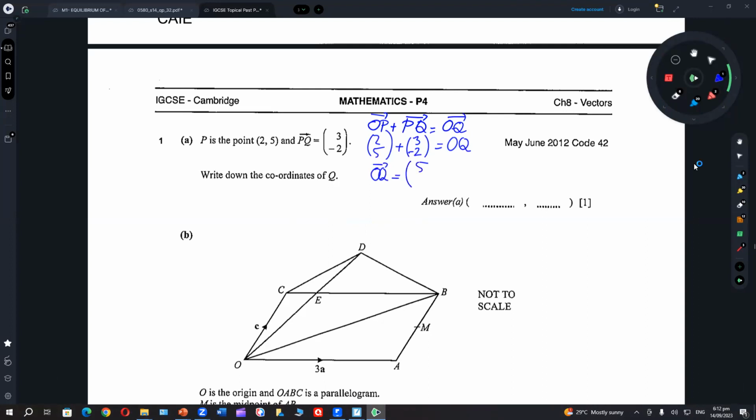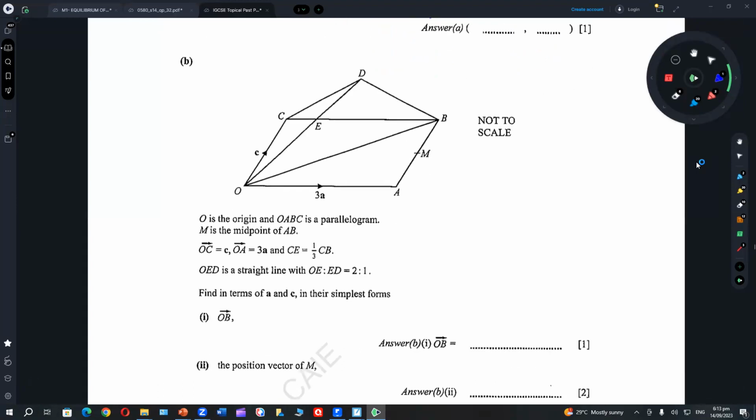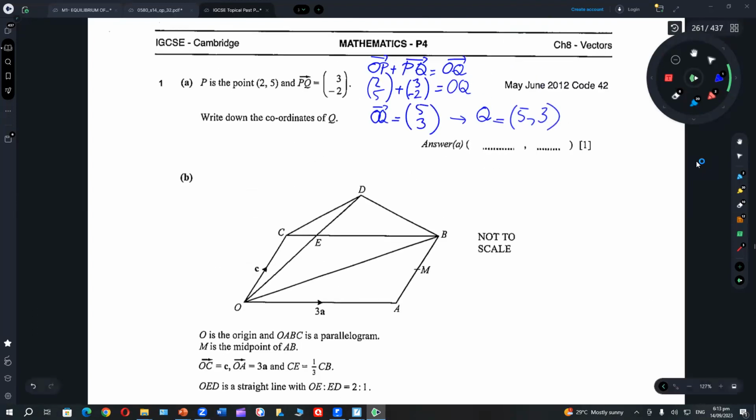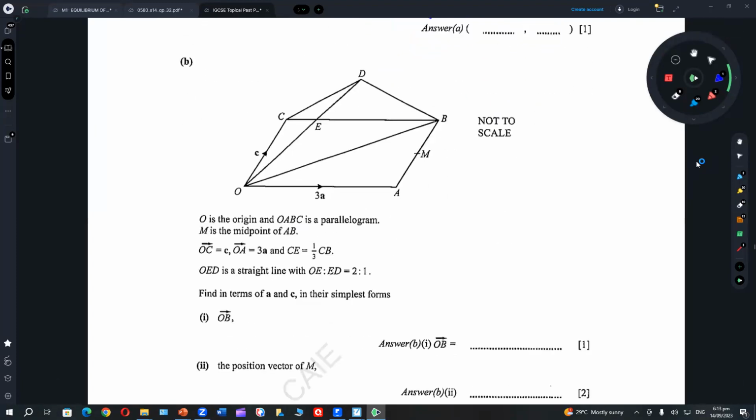O means origin, and origin has no contribution. So the point Q will be equal to 5, 3. So the answer is 5 and 3, right? Yes, answer is 5, 3.